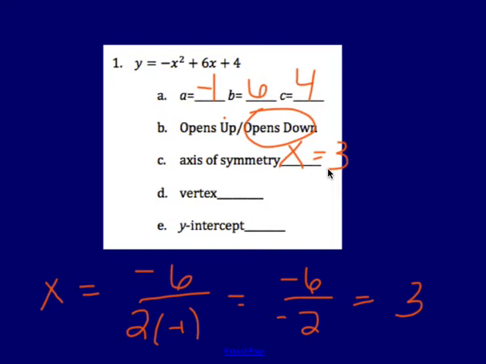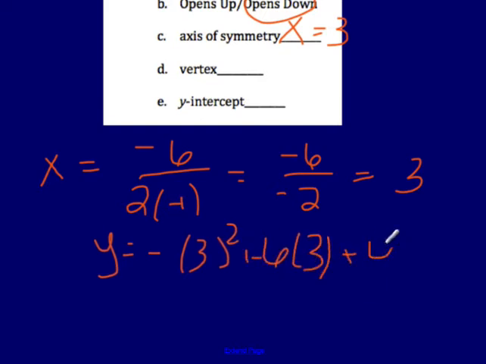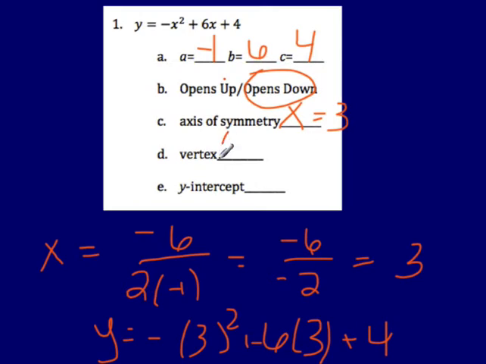So now we want to calculate out the vertex. To do that, we're going to plug it in. Wherever I see an x, I am going to put that 3 that I found. When I calculate all that out, again, if you have a good calculator, it should be pretty easy. You get 13. So then we have (3, 13) for the vertex. Now the y-intercept always comes from the c value, which is 4.